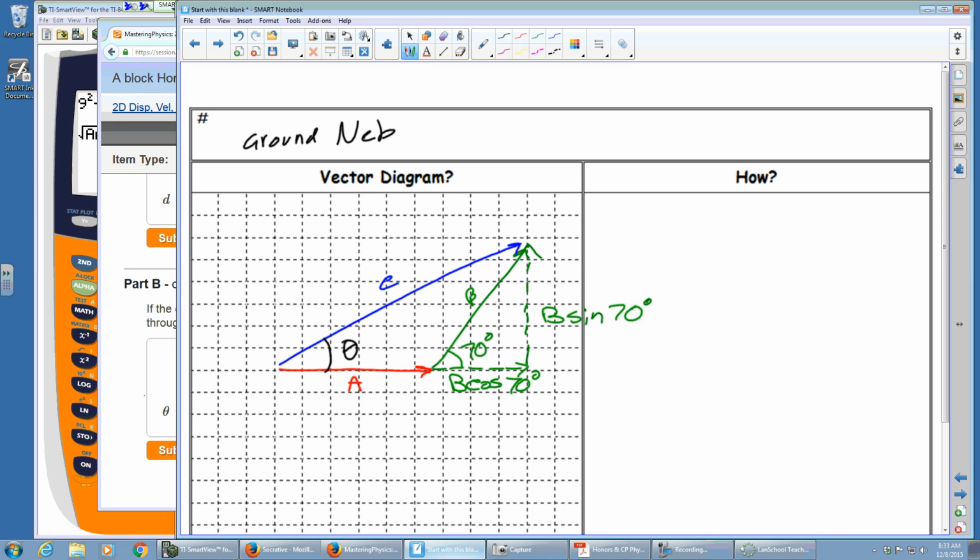Yes, so the magnitude of this side here, this whole thing, would be A plus B cosine 70 degrees. And that would be one leg of the triangle, and the other one is B sine 70 degrees. I'm going to pause here so I can save these notes.